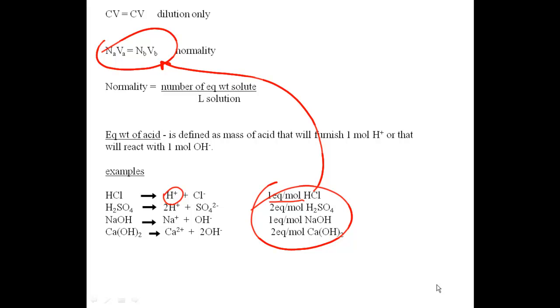Now, acid-base equivalence is real easy. When you get to redox equivalence, it's a little bit more detailed because you have to write the half reaction to figure out how many electrons are being transferred. But we'll talk about that when we get to experiment 16. All you need to know in this experiment is NV equals NV.